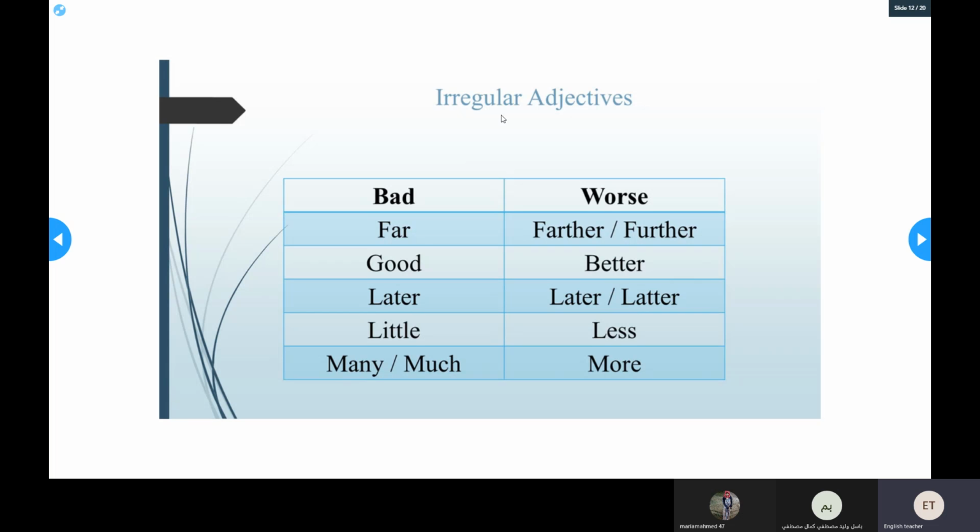Also, we have some irregular adjectives like bad. The comparative form for it is worse. Far is further or farther. Good, better. Late, later. Little, less. Many or much, we change it with more.